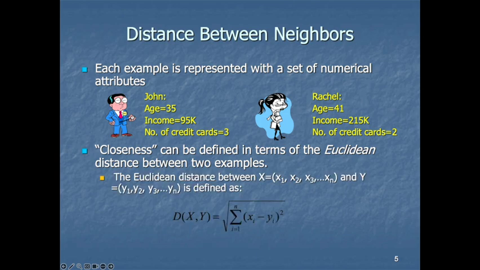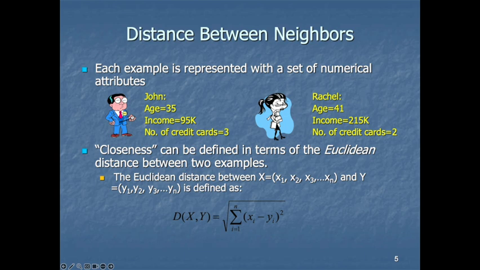So here is the formula for Euclidean distance. For example, let's say you want to find the distance between x and y. Here, x is, for example, John, and y is, for example, Rachel, right? How are x and y represented? By a set of features.